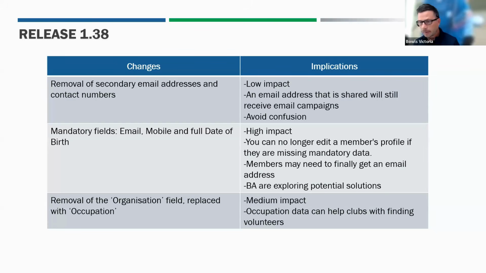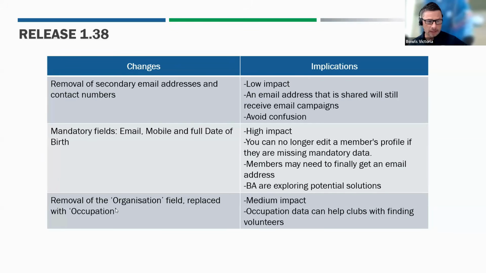Yeah, look, I get it. Some members don't have an email. BA are exploring potential solutions, and they're thinking maybe the ability to connect your account with someone else's. So let's say the scenario of partners sharing the one email, we might be able to connect those two together. And that's the details that you can share.